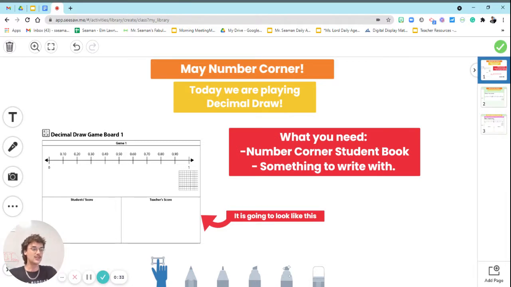Let's jump into it. So what you're going to need is your Number Corner student book. The Number Corner student book that you are going to turn to is page 94. So go ahead and grab that, and you're going to need something to write with. Now, it might be helpful to use two different colored pencils or markers here, but you could always do this assignment virtually if you wanted to. Either way, whatever works for you. So let's go ahead and jump into it.